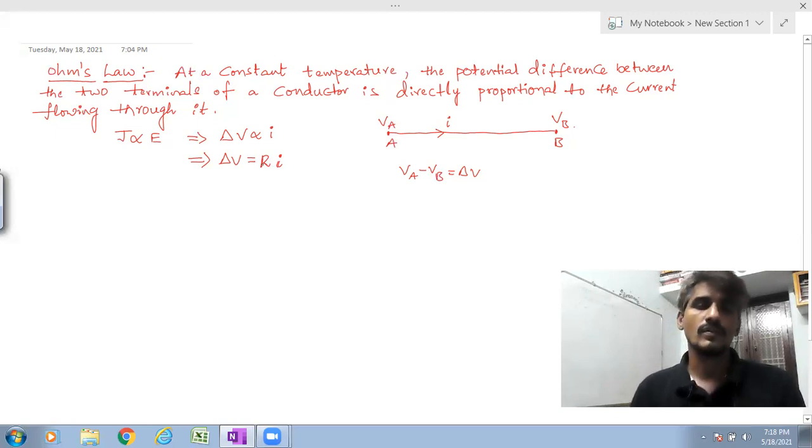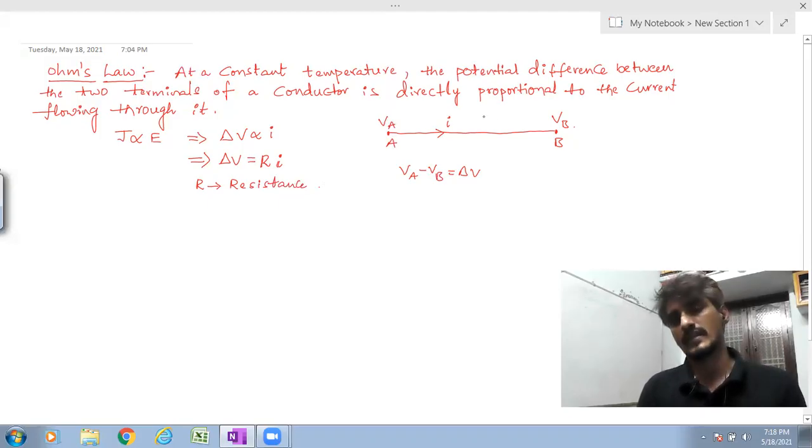Here R is a proportionality constant we are writing, and further we can understand that this R is nothing but the resistance of a conductor. See here, what is this resistance? In the beginning of Ohm's law, I have already explained that it holds at constant temperature. Why do we have to say that?